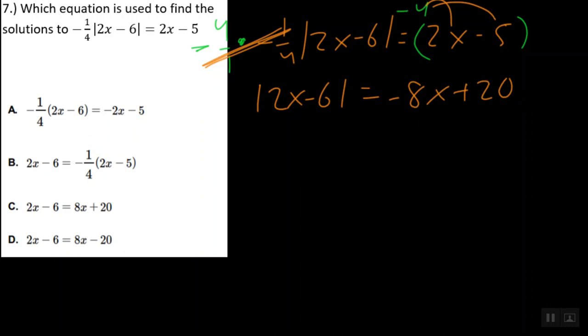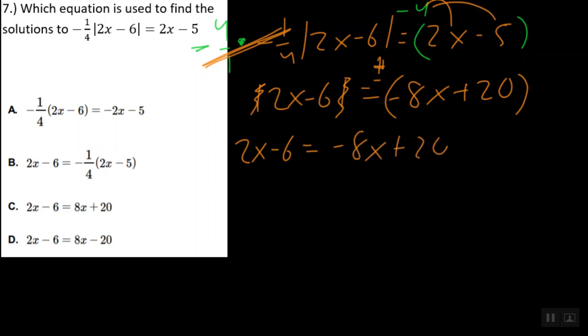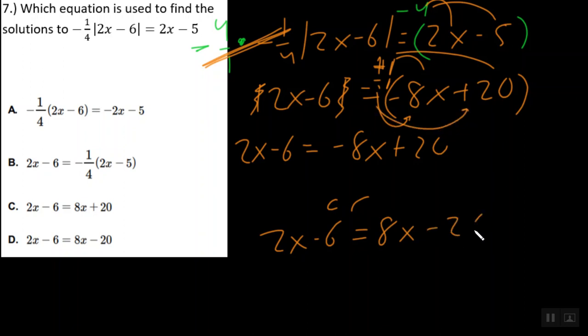Now at this point, y'all know exactly what to do. We take away our absolute value bars and make the right-hand side positive or negative. So I can write this, 2x minus 6 is equal to -8x plus 20, because when I multiply by +1, it doesn't change anything. Or I can write 2x minus 6 is equal to, a negative times a negative is a +8x, and a negative times a positive is a -20.